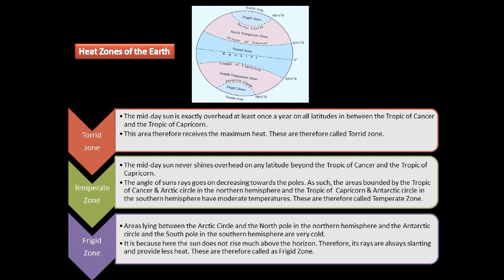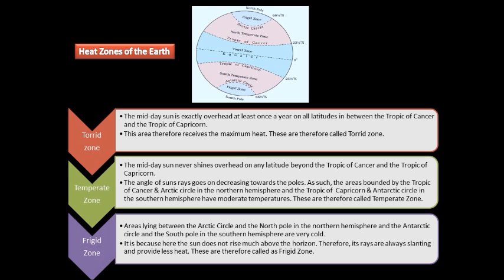Another region, the temperate zone. The midday sun never shines overhead on any latitude beyond the Tropic of Cancer and the Tropic of Capricorn. The angle of the sun's rays goes on decreasing towards the poles. As such, the areas bound by the Tropic of Cancer and the Arctic Circle in the northern hemisphere, and the Tropic of Capricorn and the Antarctic Circle in the southern hemisphere, have moderate temperatures. These are called temperate zones, that is, north temperate zone and south temperate zone.